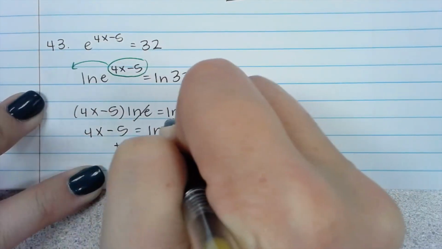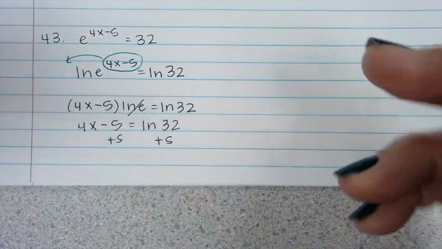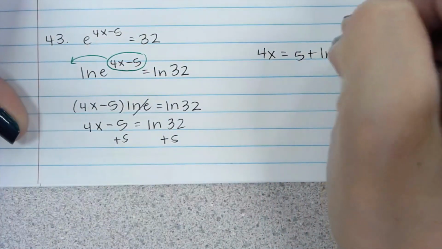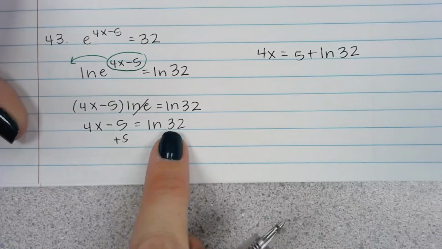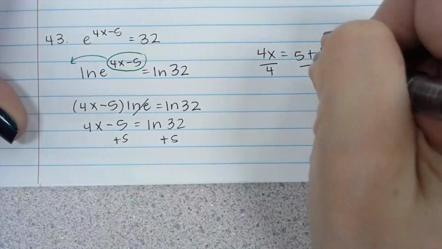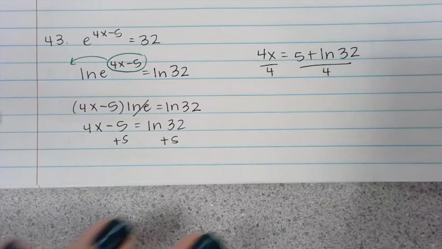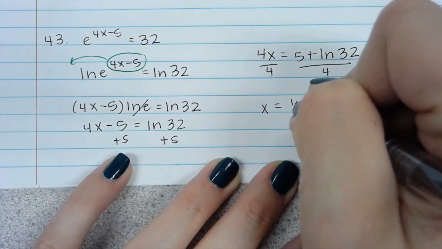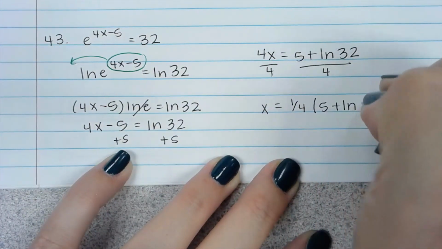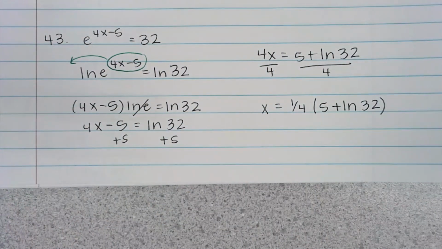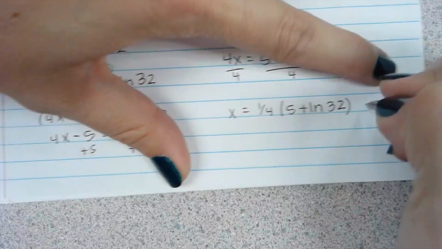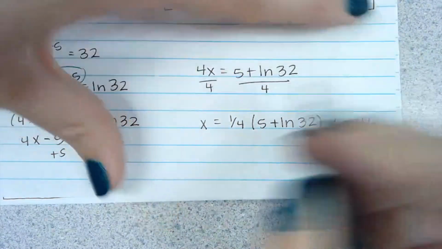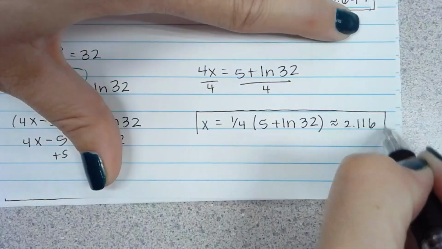And so I've just got 2 more things left to do to get this one in the right format. I would add the 5 to both sides. So I'm going to have 4x equals 5 plus ln 32. Remember, it's stylistic, but this number usually goes in front of that part. And then to finish it, I would divide both sides by 4. So you could write it like this. Sometimes you'll see it written where the 1/4 gets pulled out front. And so that's the same thing. Doesn't matter which way you want to write it. And then you would type this all into your calculator and rounded to 3 decimal points for this one, you would get 2.116. And that would be your final answer to the question.